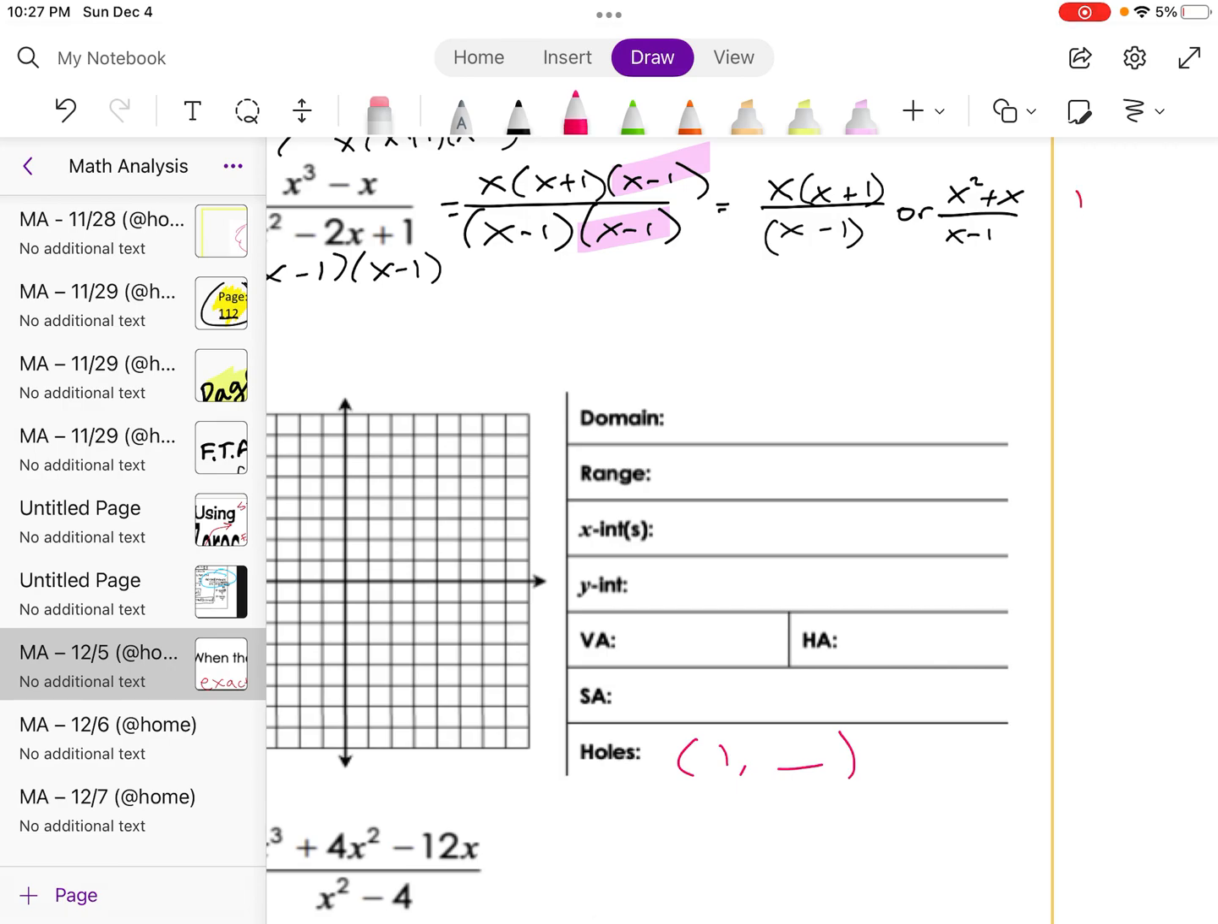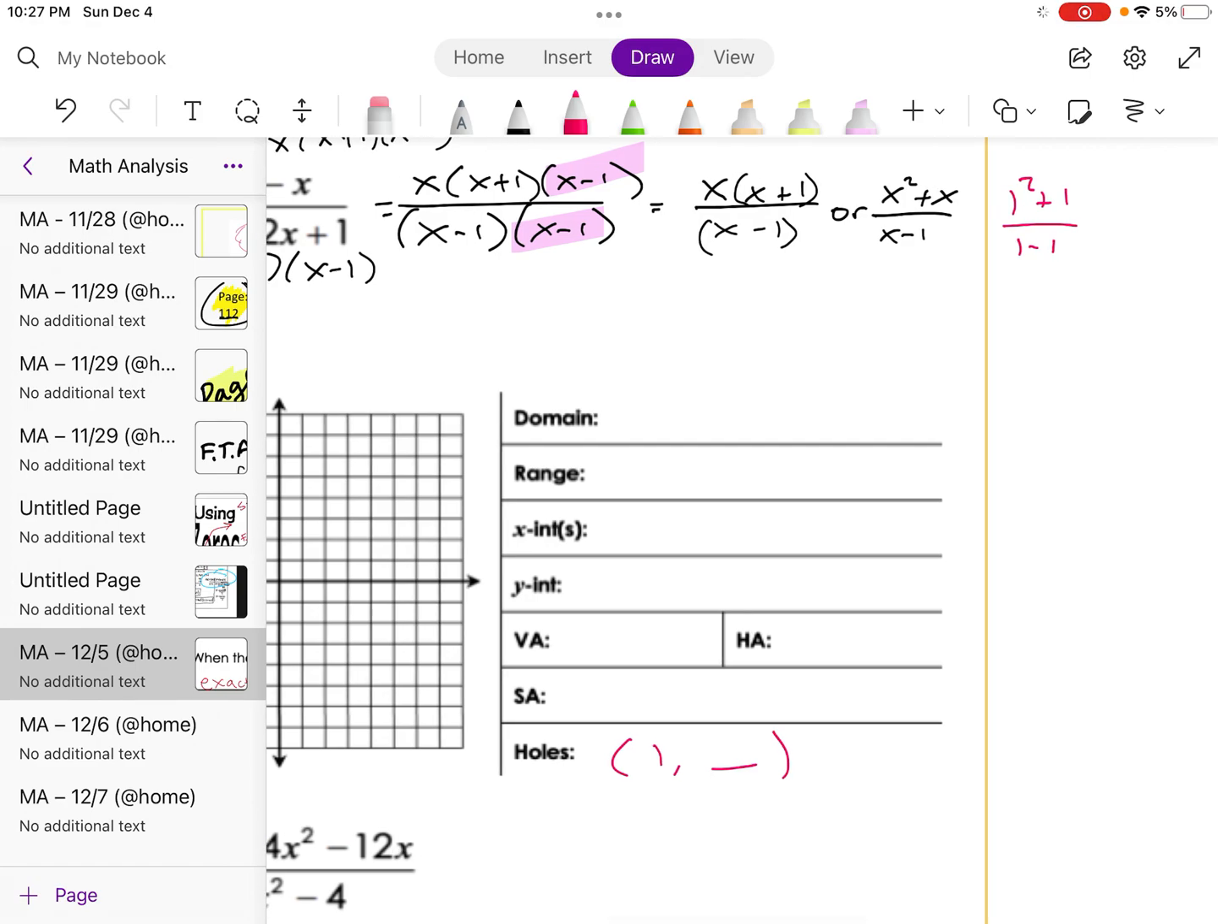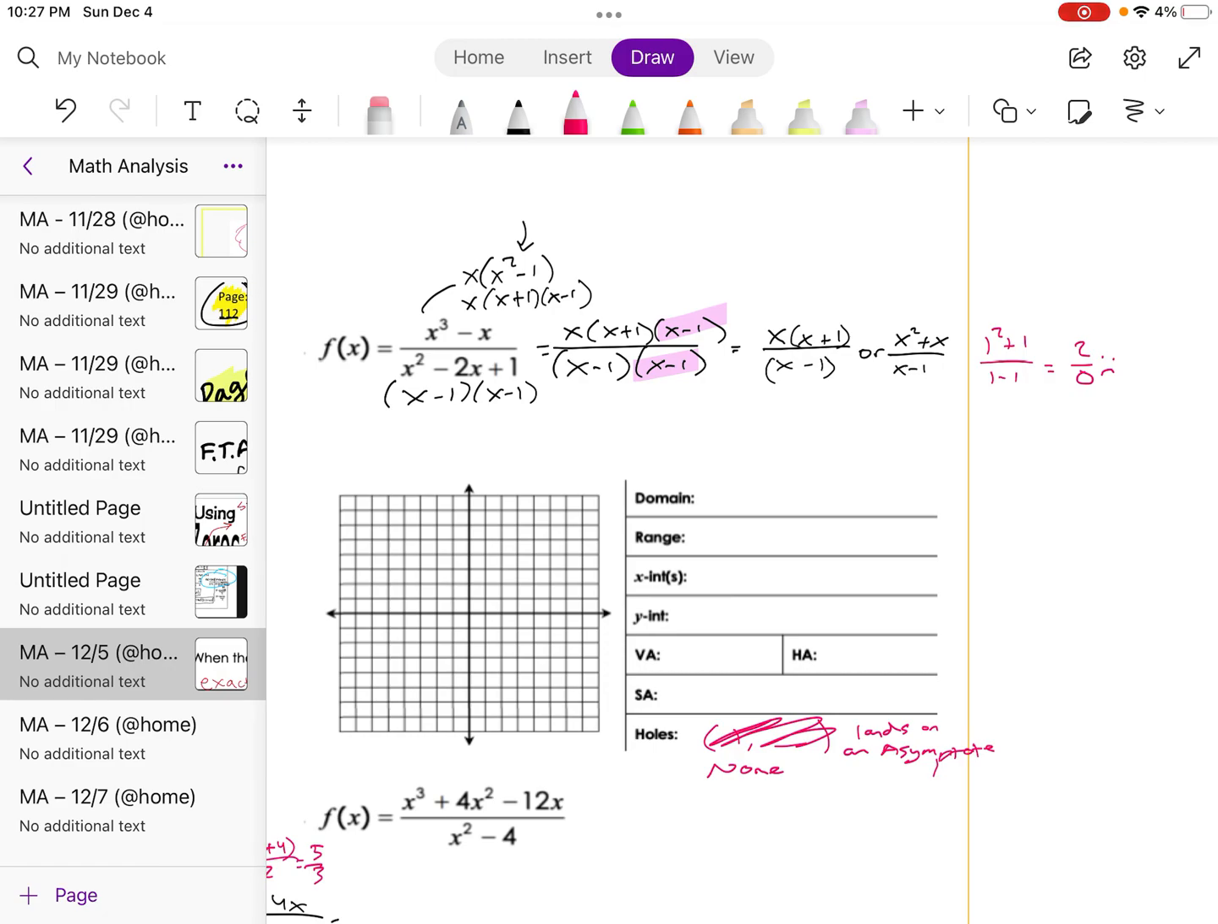If I were to rewrite this, my simplified version is x plus 1 and x minus 1. Or I can write it as x squared plus x over x minus 1. If I plug in a 1, I get 1 squared plus 1 over 1 minus 1, which won't work. So at 2 over 0, it's undefined anyway, so it doesn't matter. It basically says that this hole lands on an asymptote, which means it's unnecessary, so you're going to put none.